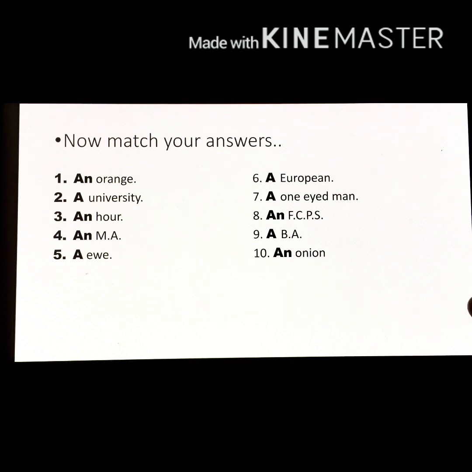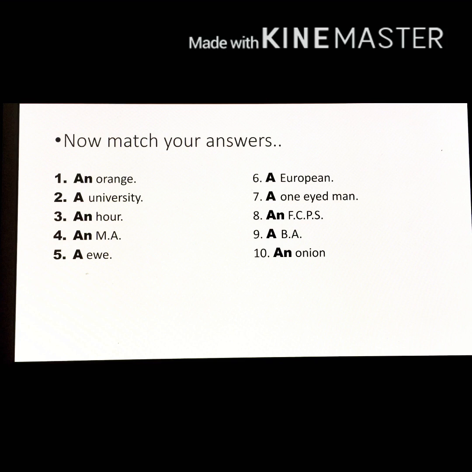In number 4, you see an MA. M is a consonant, but it sounds like a vowel. M sounds like em. That's why here we find an e sound in this first letter. So it sounds like a vowel, and an is used here. In number 5, EU. Here the e-u sounds like the letter u, that is why we should use a. In number 6, also like number 5, EU, it sounds like y-o-u, and that is why we should use a.